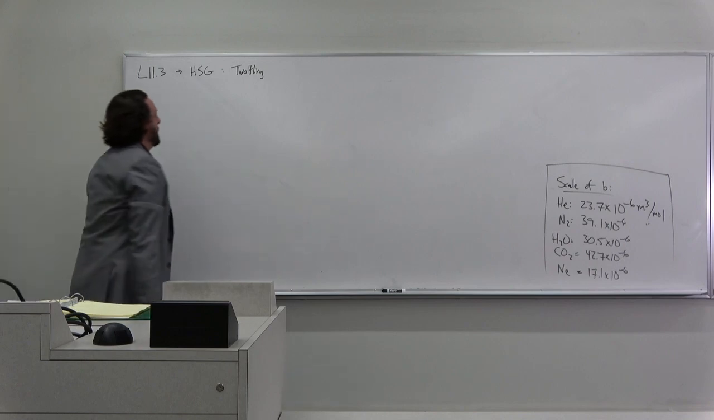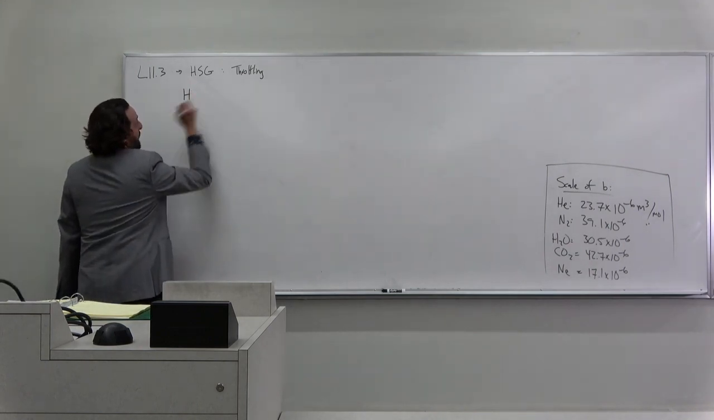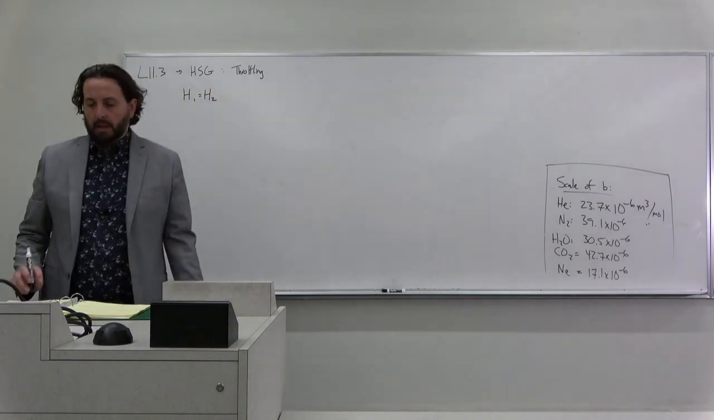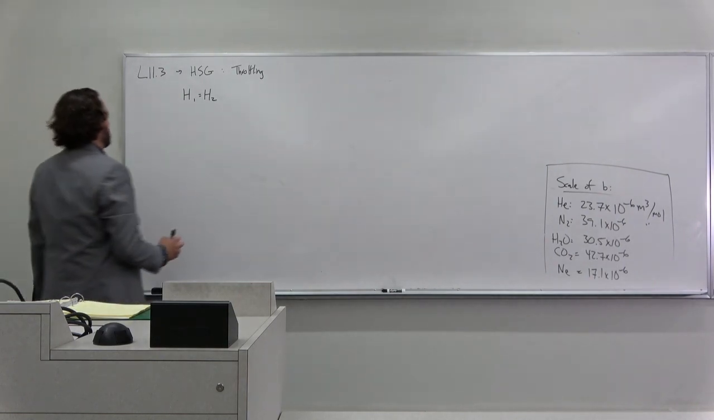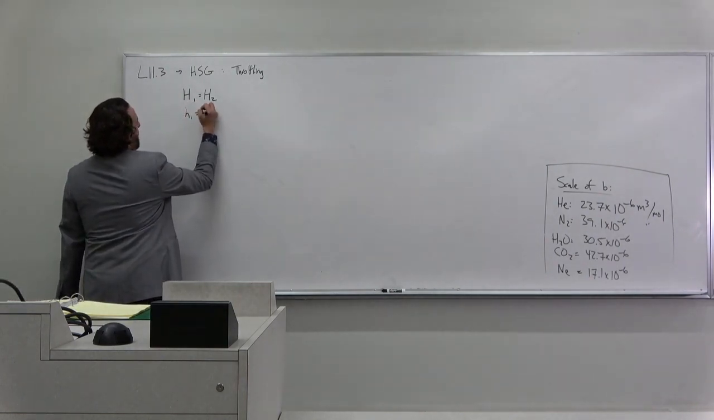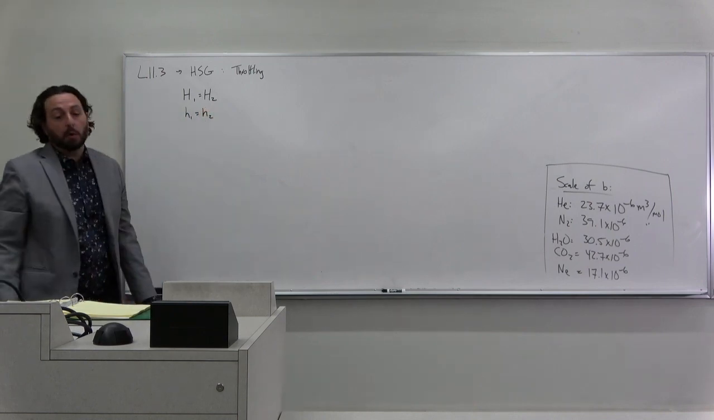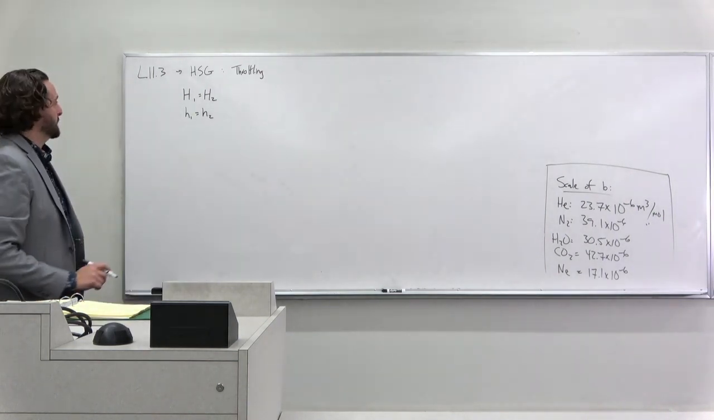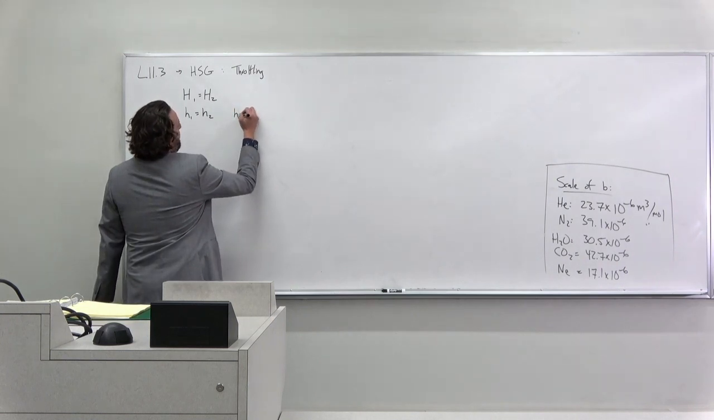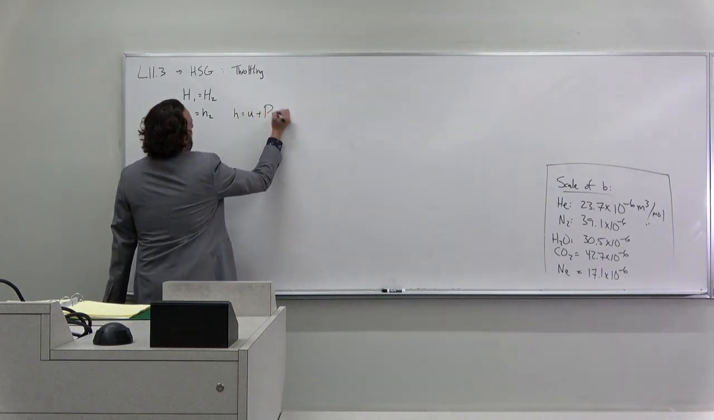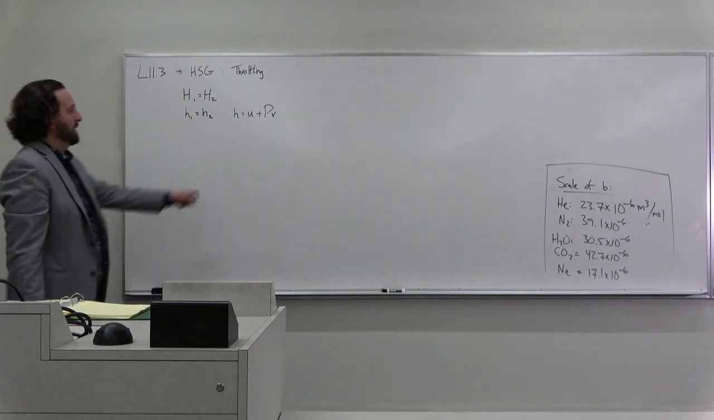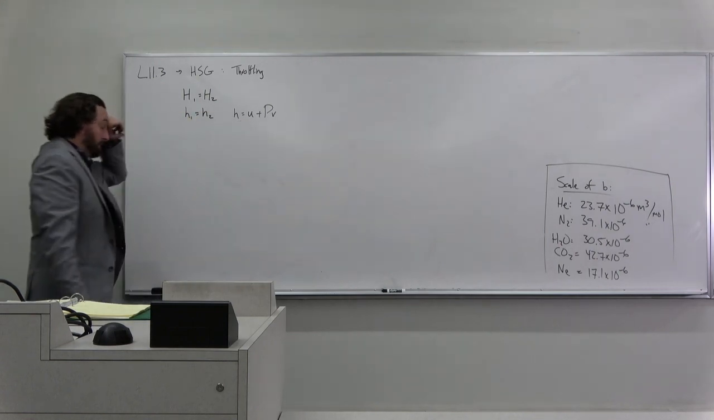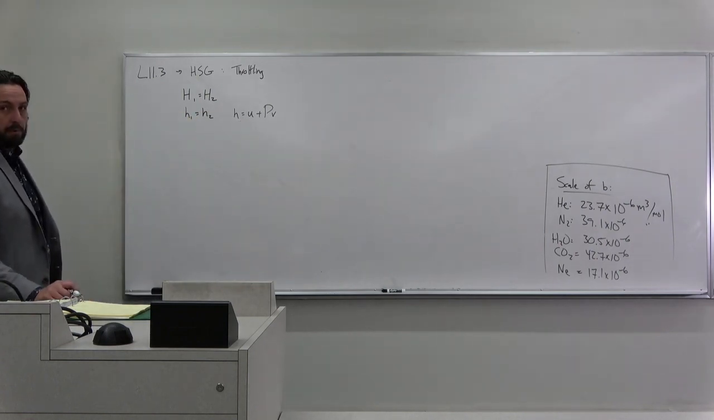Okay, so remember in our throttling process, we said it was constant enthalpy. That was our key feature. We could have written it as the molar enthalpy, which is nice because we were going to have these V's, which are molar volumes. H was U plus P times V, where V is a molar volume, and U and H are the internal energy per mole and the enthalpy per mole.